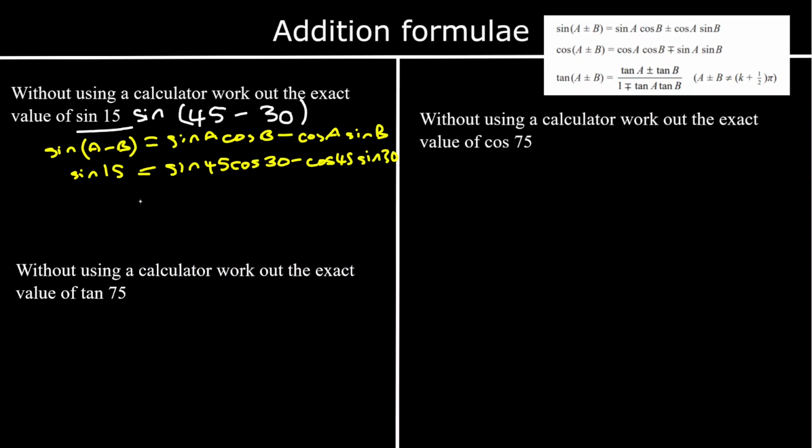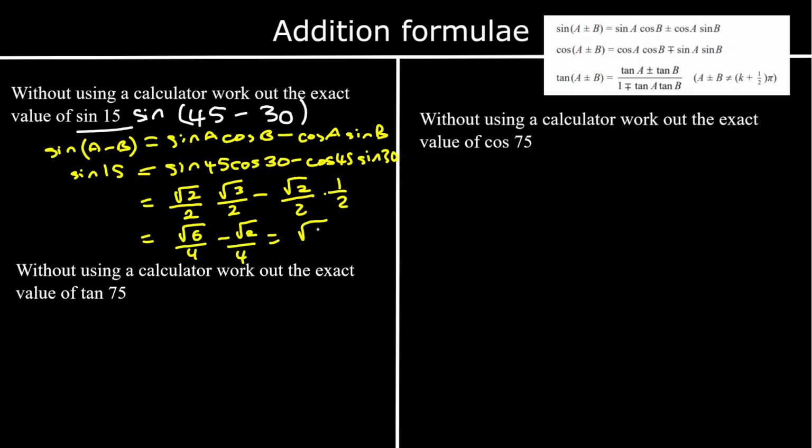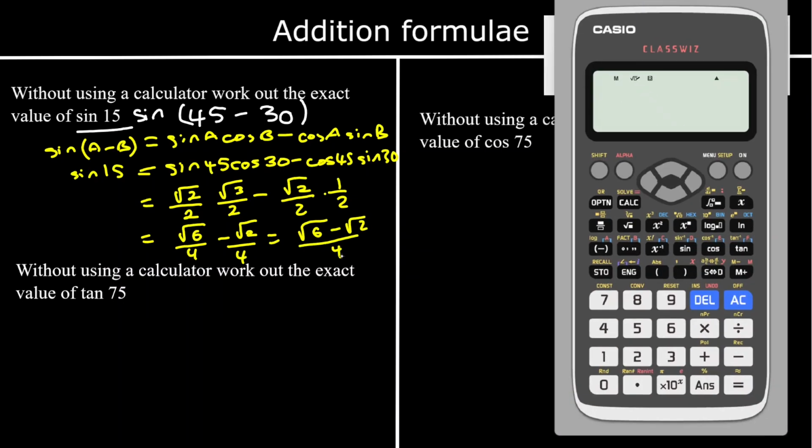And then converting these all into their exact values, we have square root 2 over 2 times square root 3 over 2 minus square root 2 over 2 times a half. So we have square root 6 over 4 minus square root 2 over 4. So square root 6 minus square root 2 over 4. Would the calculator simplify that? Square root 6 minus square root 2 over 4.